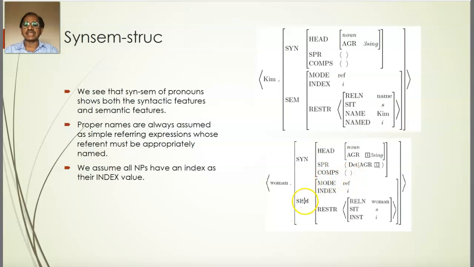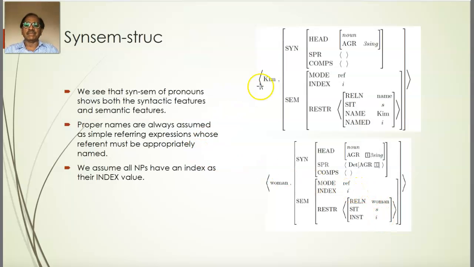What is its semantics? The word woman's semantics is, it's a noun, so mode will be reference, and then you have an index I, which is basically an instance. In the restriction value we have relation woman, situation s, and in the situation there is one instance of the word woman, which is I, which is matched with the index.